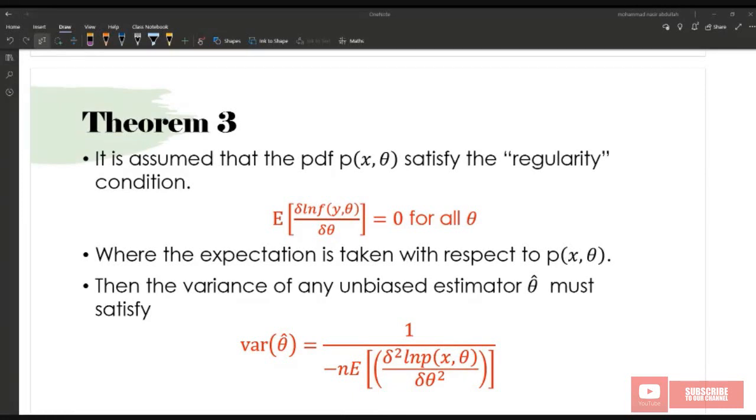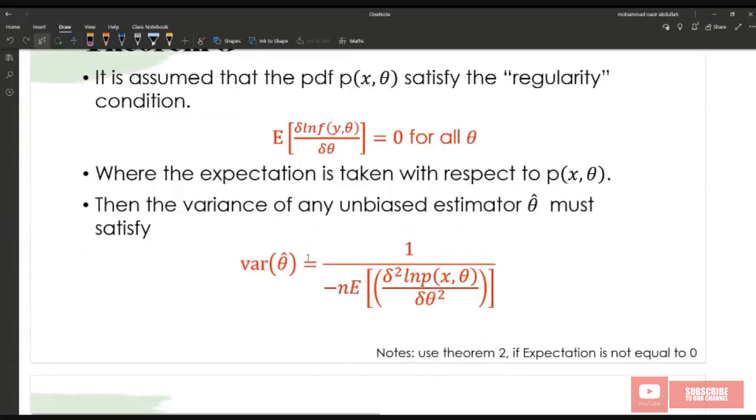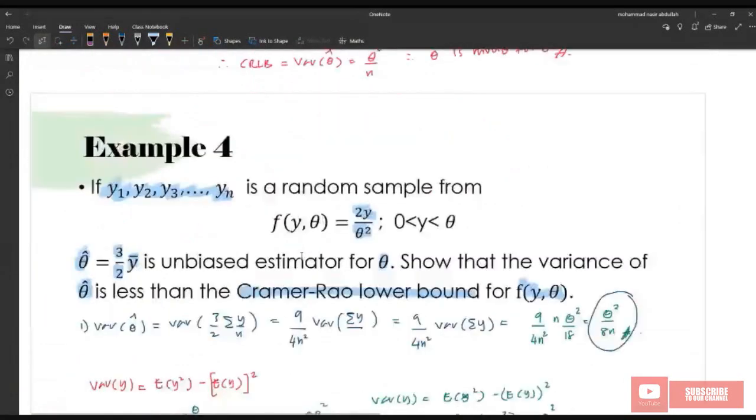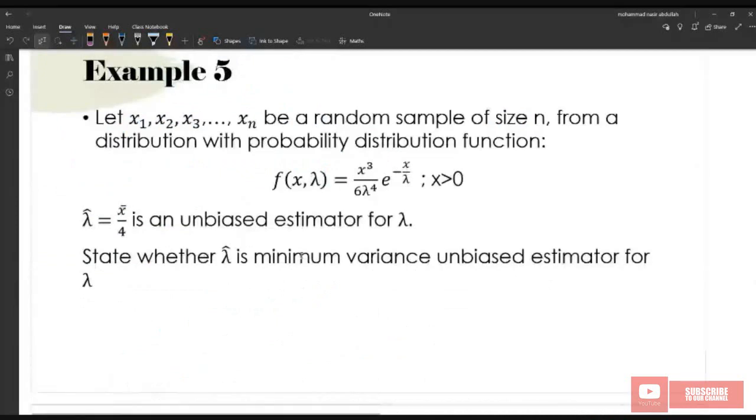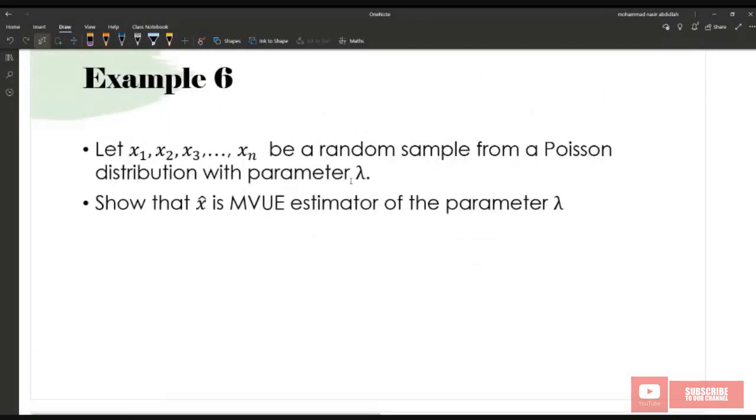The other 2 examples are similar to the questions we did above, but the questions are a bit harder. Example number 5 is about the gamma distribution. It is a repeated example, just that we want to prove this is the minimum variance unbiased estimator. And then example number 6 is the Poisson distribution, right?